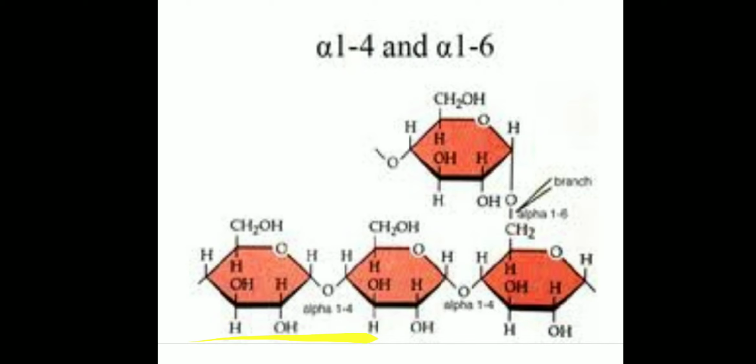The linear chain of the glycogen is formed by the formation of glycosidic bond between the carbon number 1 and carbon number 4 of the adjacent glucose molecule. This bond is known as alpha 1,4 glycosidic bond. While the side chain is formed between the carbon number 6 and carbon number 1 of the adjacent glucose molecule, and this bond is known as alpha 1,6 glycosidic bond, which is formed in the presence of enzyme glycogen branching enzyme.